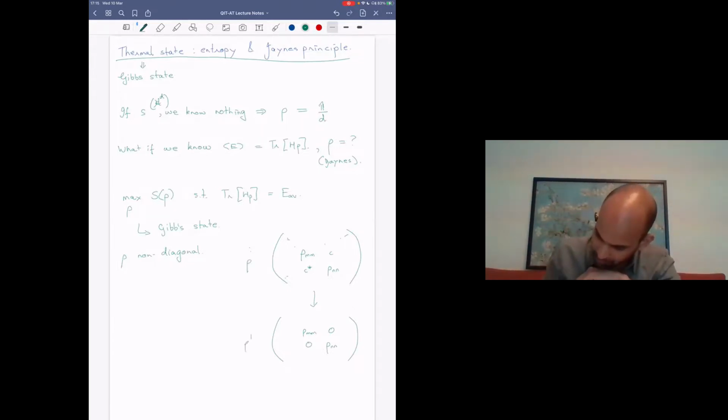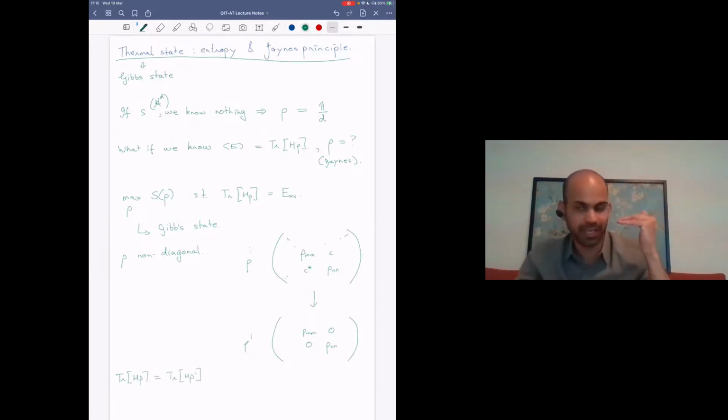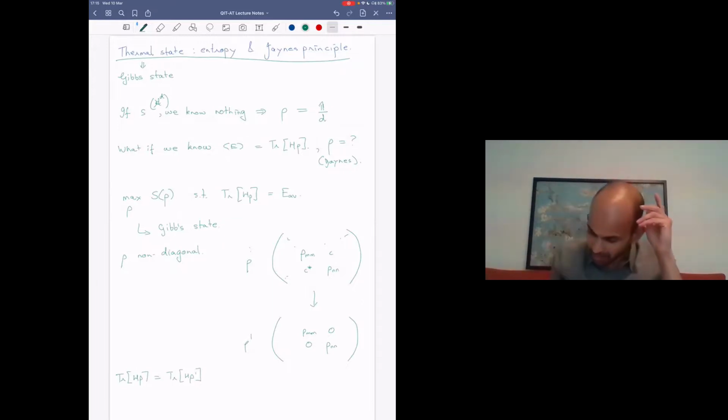Now, these two density matrices, rho and rho prime: the average energy of rho is equal to the average energy of rho prime. The reason is that the average energy just depends on the diagonal elements in the energy eigenbasis, and those haven't changed. So the diagonal elements of rho are equal to the diagonal elements of rho prime.